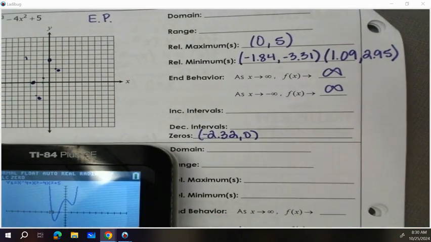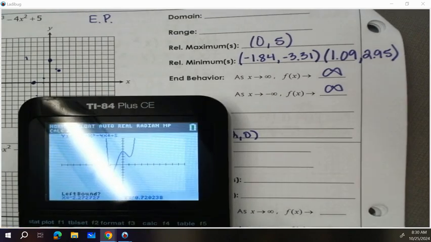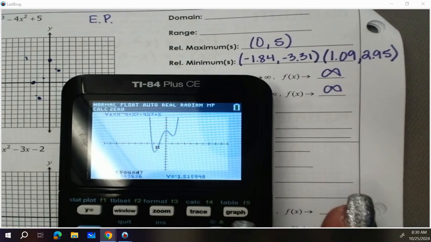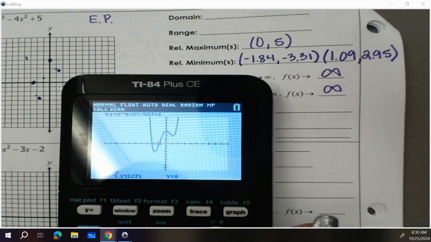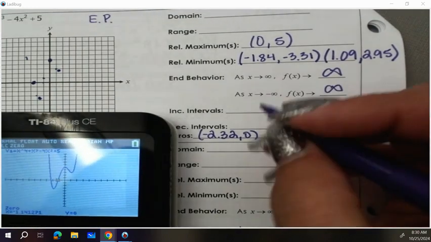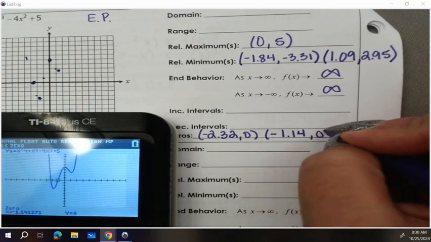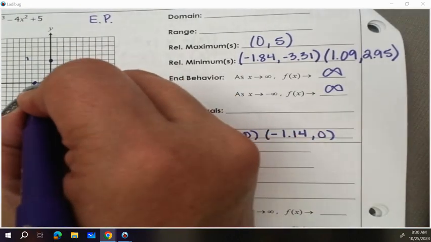Okay, then there's another one. Second, calculate my zero. I did this in a whole video back in section 2.4. Left side, right side, guess, and I get negative 1.4114, negative 1.140. So right here. Ooh, look at all these dots I get to connect.